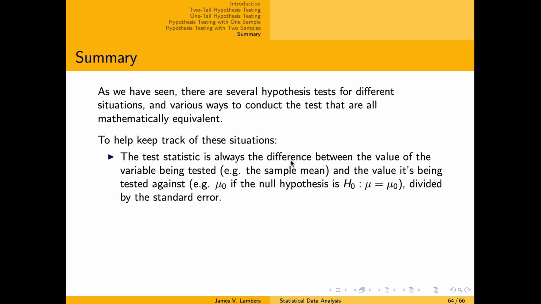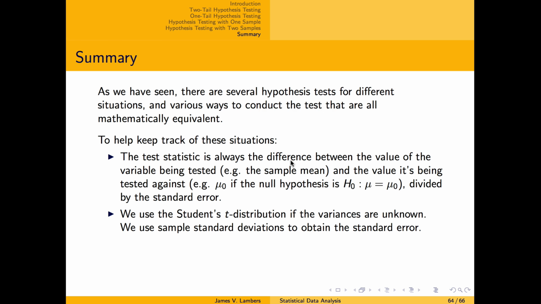To help keep track of the many processes that are used in these varying situations, it is helpful to keep in mind what they have in common. The test statistic, as we have seen, is always computed in a consistent way. If the variances are unknown, we should use the t-distribution instead of a normal distribution, though it does not make much difference if the sample sizes are large. Of course, a sample standard deviation should be used in this case for computing the standard error.